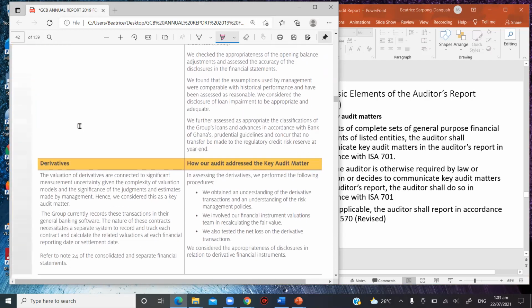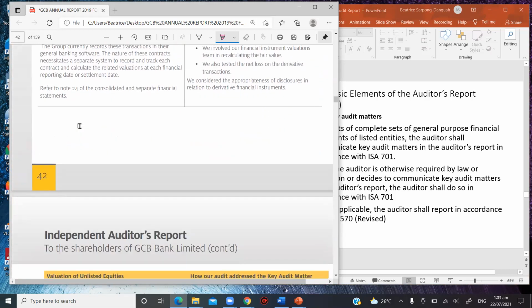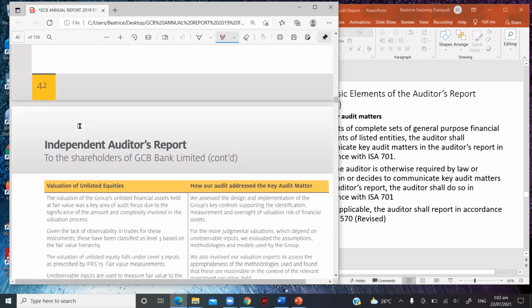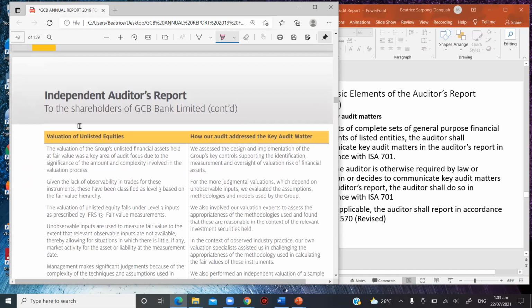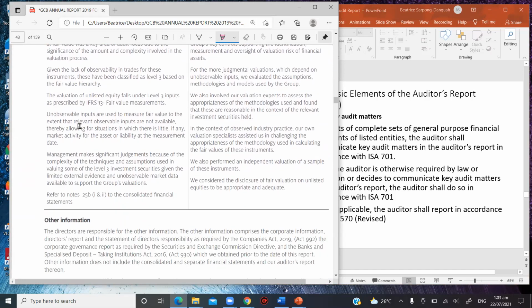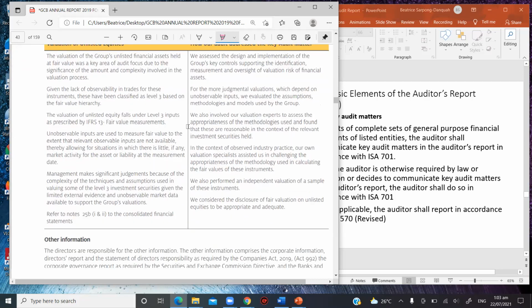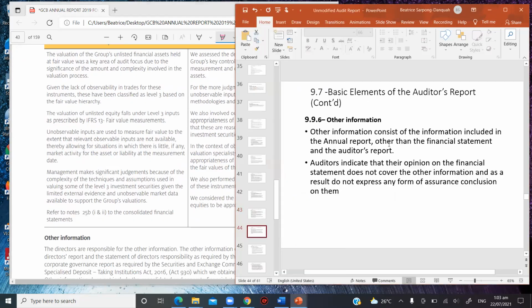Okay, so they also have derivatives. They also have issues on derivatives, and they have indicated it there. They also have issues on valuation of unlisted equities. It's a key audit matter that came to their attention. So these issues have been well elaborated in the audit reports. Now let us move on to the next one.